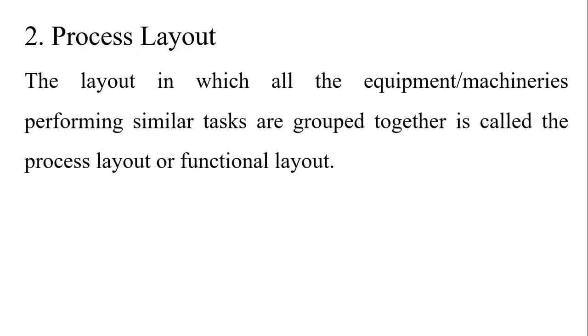Let us move to the second one, process layout, because I'm explaining more and more since it's a very important 40 marks question from the exam point of view, right? All the first four types. The second one is the process layout: the layout in which all the equipment or machineries, furniture performing similar tasks are grouped together is called the process layout or functional layout.